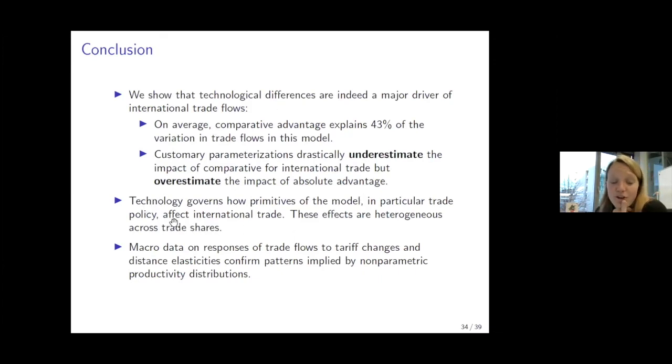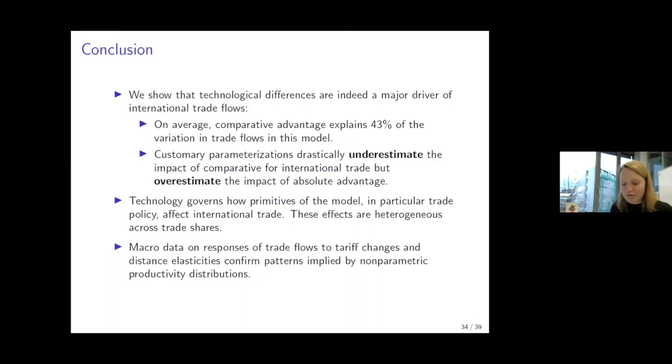But what is also very, very important, what we see in this last graph, the gradient effect, is that technology does not only measure this comparative advantage. It's not only the Ricardian component that makes one country more productive than the other country, and this explains trade flows. No, technology is more. Technology is the backbone of our model. Technology governs how primitives of the model, in particular trade policy, affect international trade. So it's really also important, not only quantitatively, but also qualitatively.